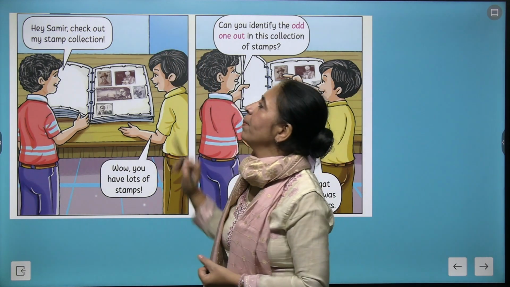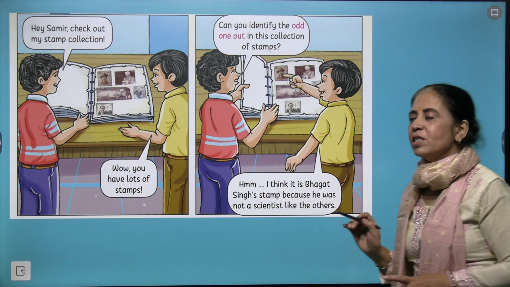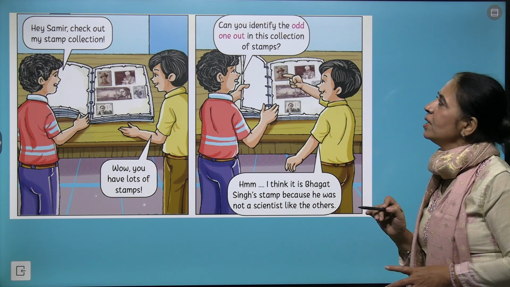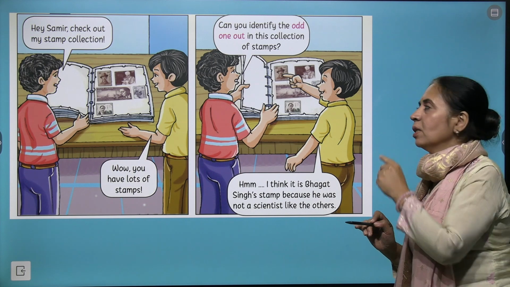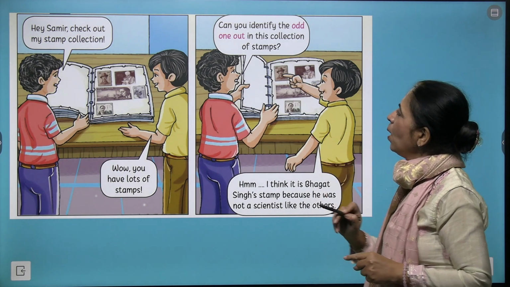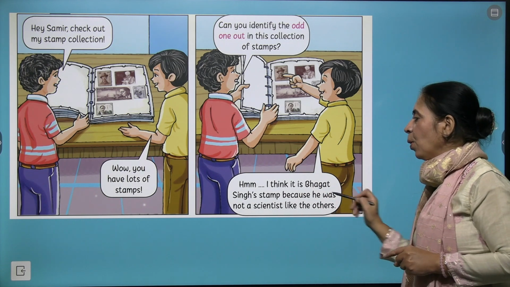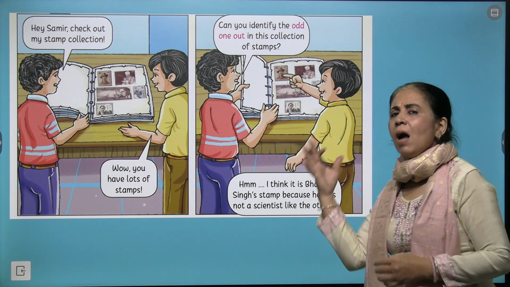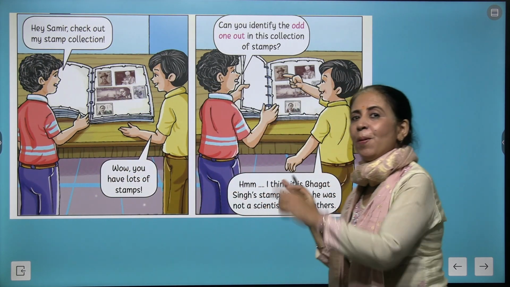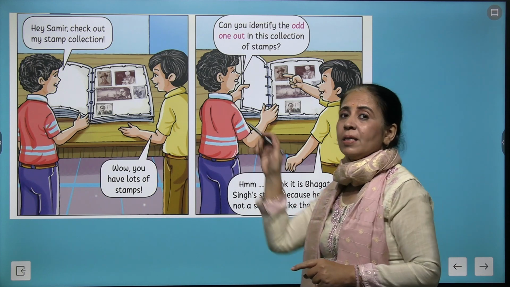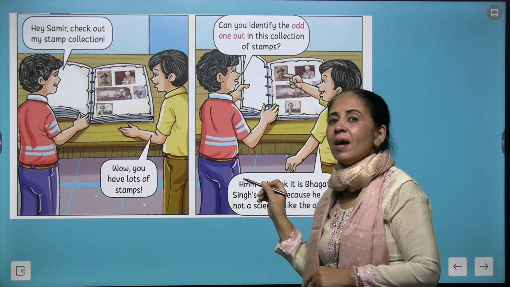So we could see Sameer is having certain stamp collections and they are sharing with his friends, and the friend is very excited to look at the album, and immediately he wants to pin out the odd one out, and he says that I think it's Bhagat Singh stamp because he was not a scientist. So here Amit is showing his album of stamps to Sameer, and Sameer immediately points it out that here the stamp of Bhagat Singh is different from others because others all are scientists.